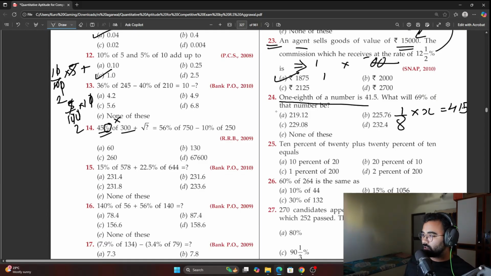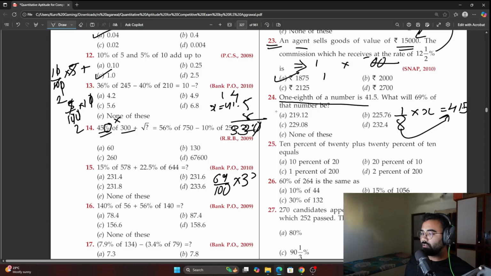All you need to do is move over 8 to this side. So x is equal to 41.5 multiplied by 8. 8 5s are 40. 8 1s are 8. 8 plus 4, 12. 8 4s are 32. 32 plus 1, 33. And there is one decimal. So that number is 332. Simple. Now what is 69% of that number? So we need to calculate 69 upon 100 into 332. Calculate this and you get the answer to question number 24.